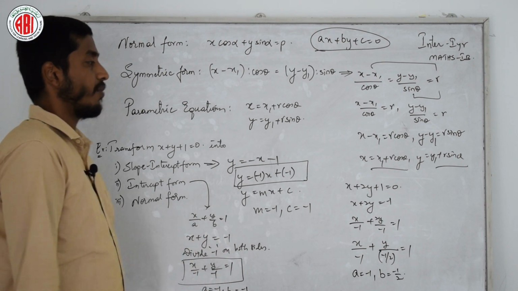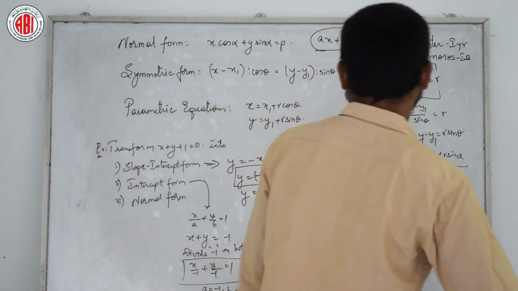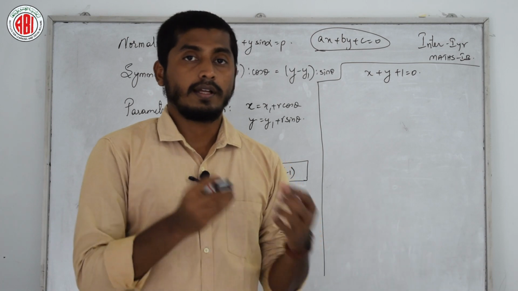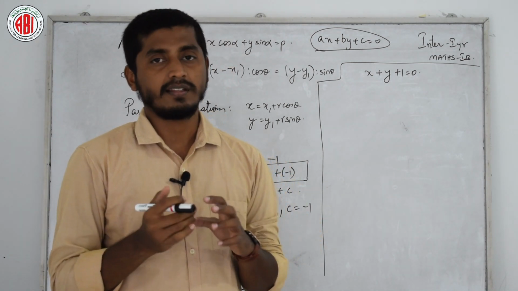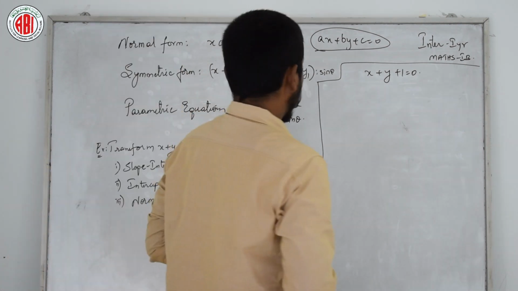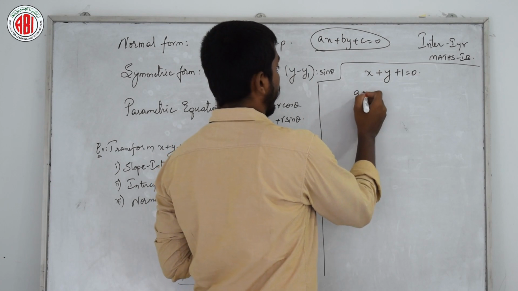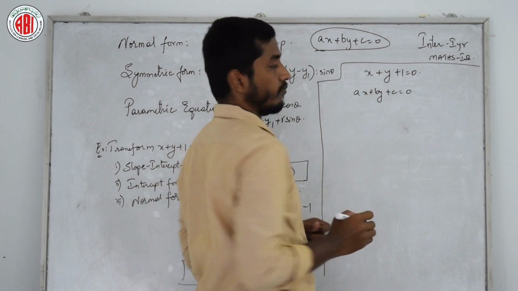The next is the normal form, which is the main concept for today. Let us do that. To convert into the normal form, we have 3 basic steps. We can classify into simple things. Let us see how to do that. Let me tell you in general. What is the general form? ax plus by plus c equal to 0.